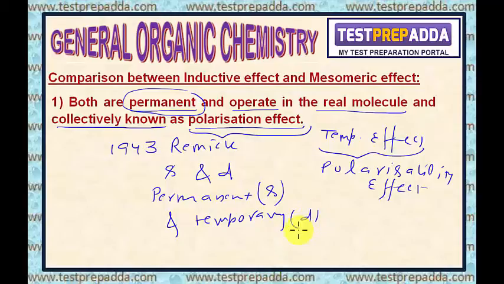S means stable and D means dynamic. That is why for inductomeric effect we write ID and for inductive effect we write IS. This point is clear. Now the second point.